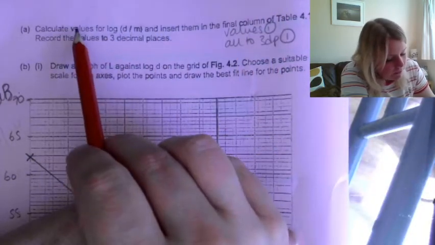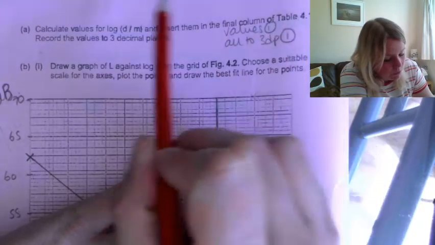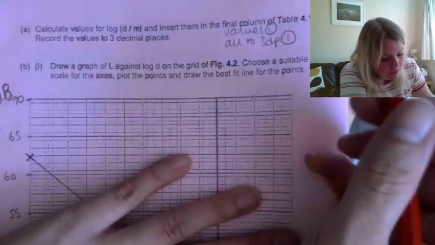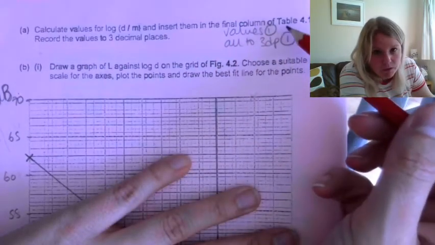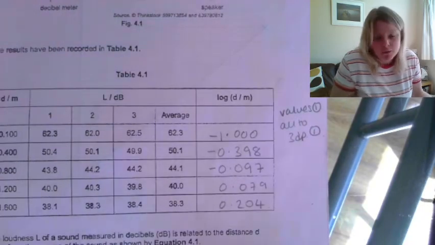Anyway, so calculate values for log D and insert them in the final column of table 4.1, and record your values to 3 decimal places. So 2 marks, 1 for your values and 1 for all being to 3 decimal places. That's them. We should all have the exact same numbers for that.